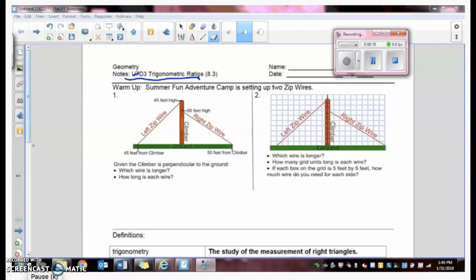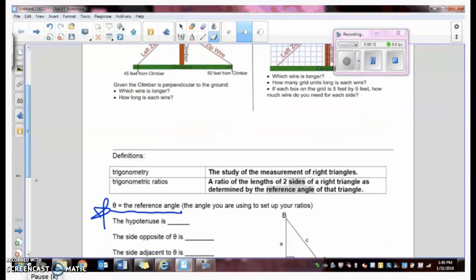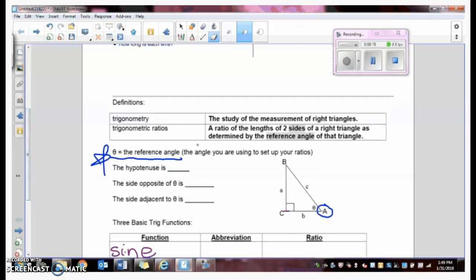Go ahead and try the warm-up questions on your own. We're not going to worry about those, but we might try them in class.